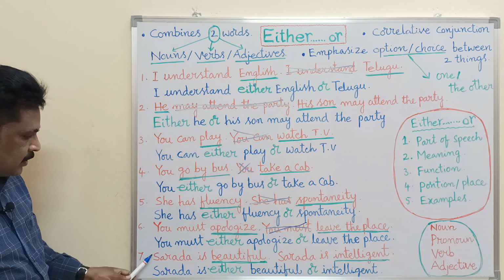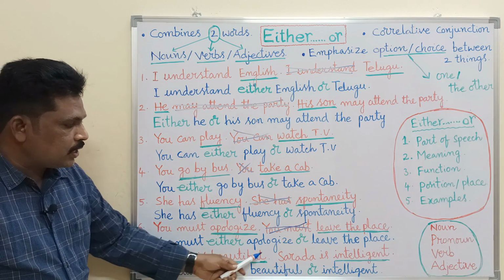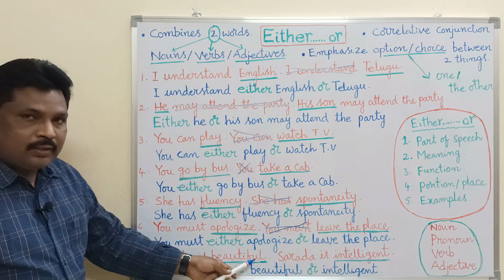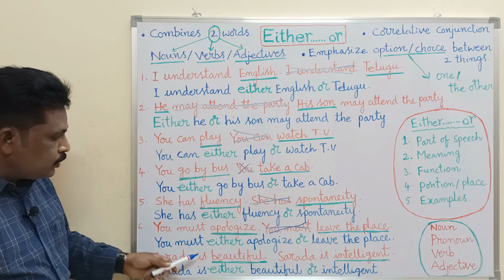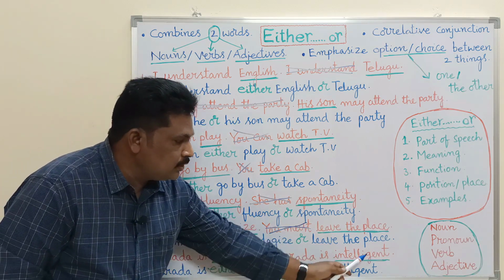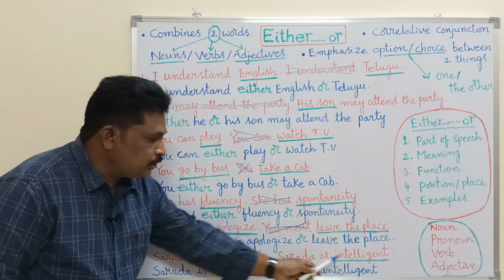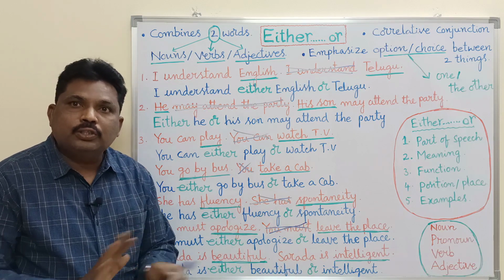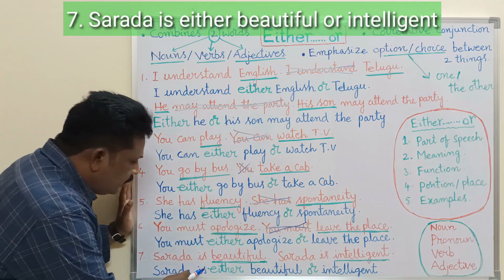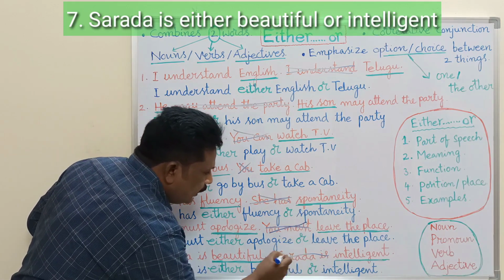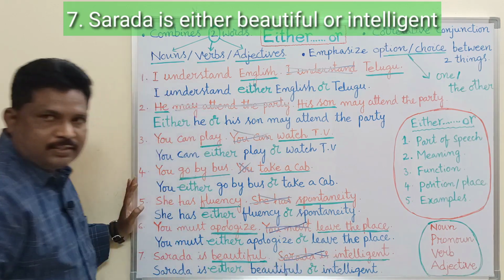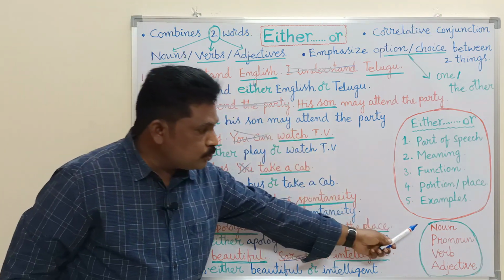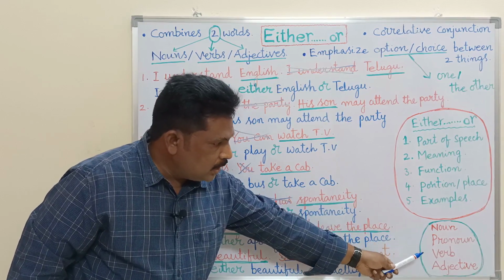And look at the last sentence. Sarada is beautiful, full stop. Sarada is intelligent. This is also from your textbook, from the lesson What Is My Name. Sarada is beautiful, this is an adjective. Sarada is intelligent, this is an adjective. Two different adjectives. "Sarada is" is the same expression, so we take one: Sarada is either beautiful or intelligent.